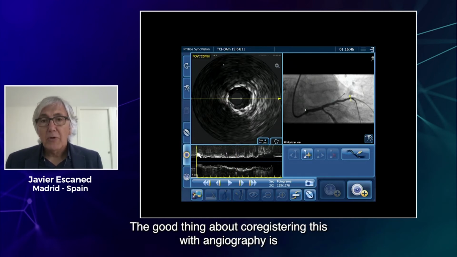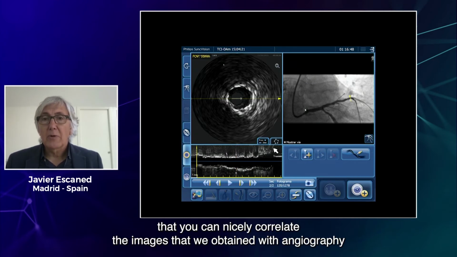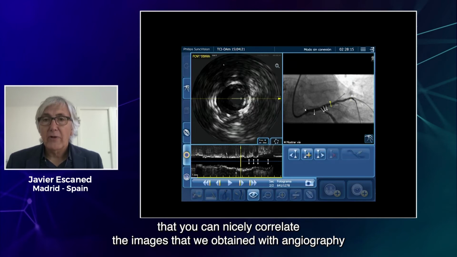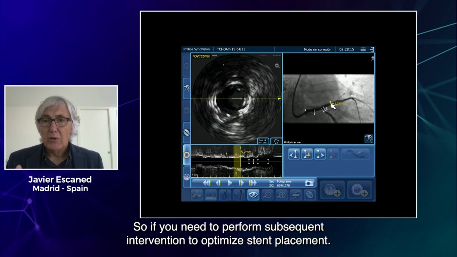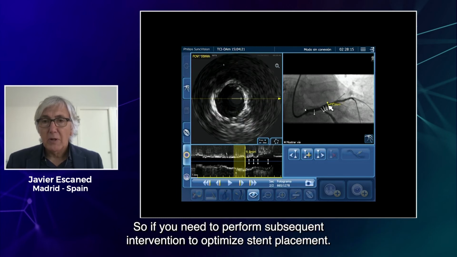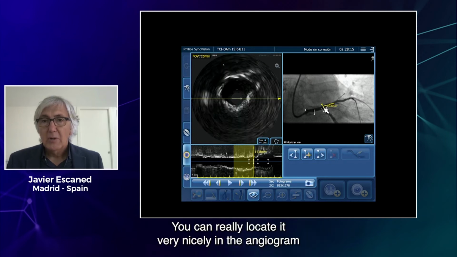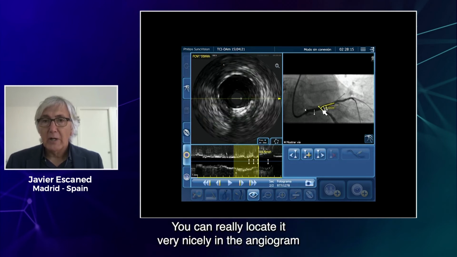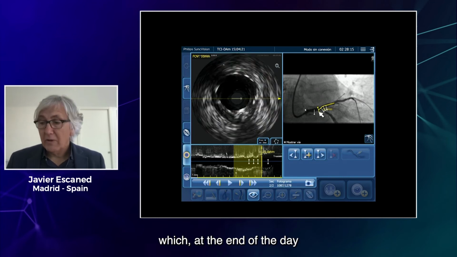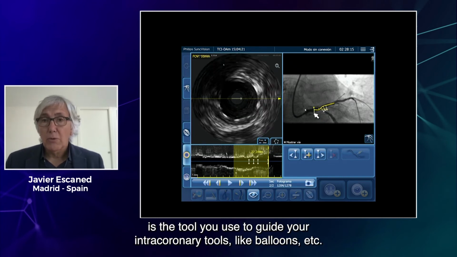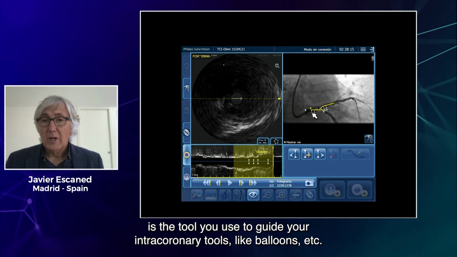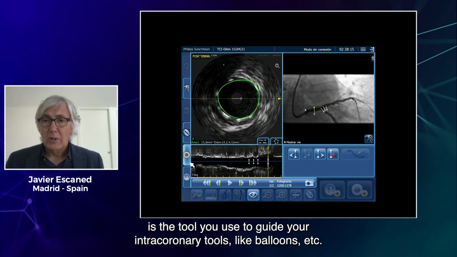The good thing about co-registering this with angiography is that you can correlate very nicely the images that you're obtaining with IVUS. So if you need to perform subsequent intervention to optimize the segment, you can really locate it very nicely in the angiogram, which at the end of the day is the tool you use to guide your intracoronary tools like balloons, etc.